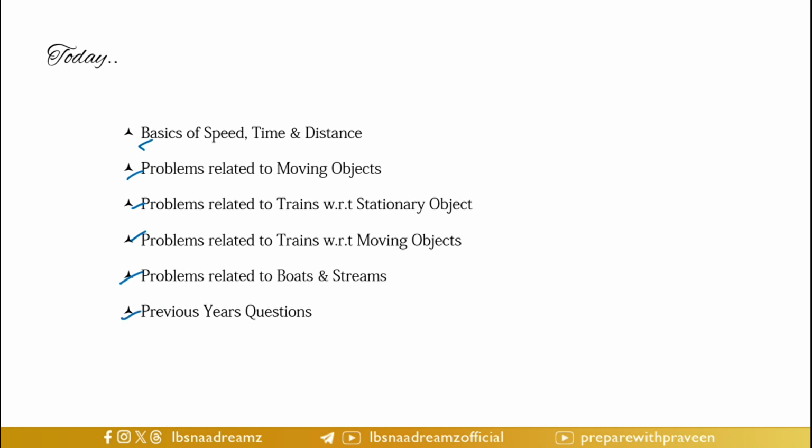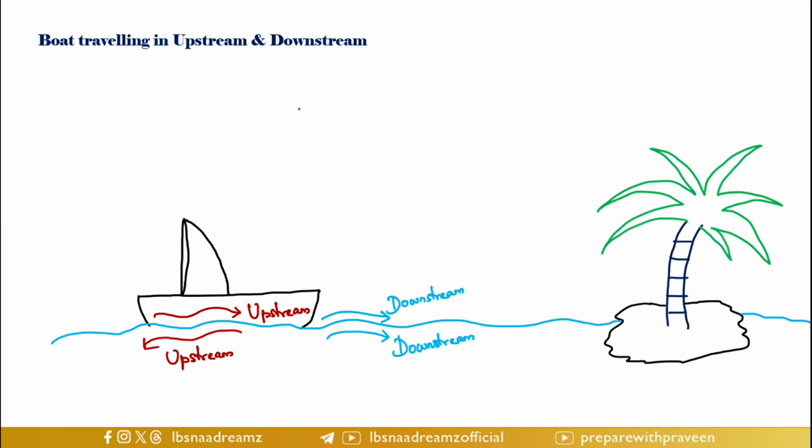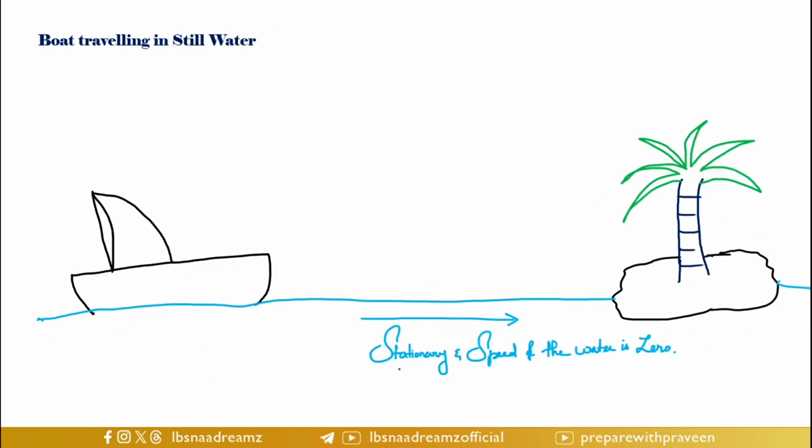So this is a simple illustration of upstream and downstream. Consider this boat is sailing towards this island. If the boat is sailing in the flow of the water, then it is called downstream. If the boat is going in the opposite direction to the stream, then that is called upstream. Here the water is stationary and the speed of the water is 0. So we call this still water.